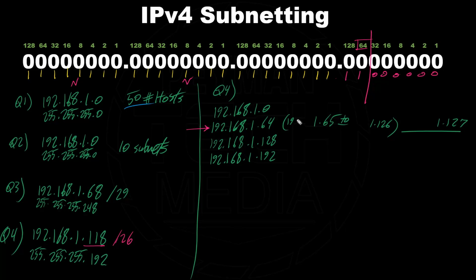And of course, the actual IP address range is 192.168.1.65 goes to 192.168.1.126. And this IP address of 192.168.1.118 with the subnet mask of 255.255.255.192 falls into this range. This 192.168.1.64 is the network address for this IP address. So this is another type of question that you might see when we talk about all these subnettings.